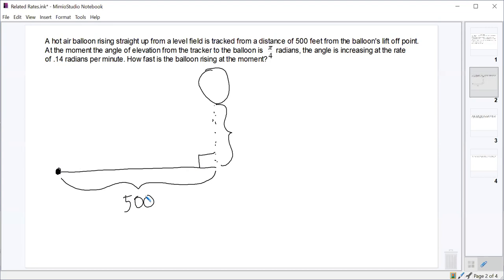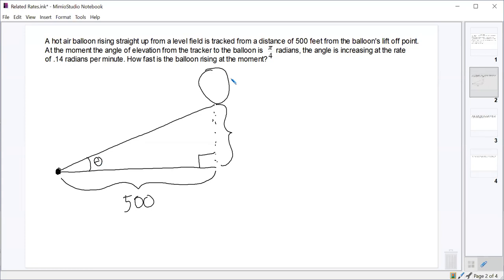We're also given some information about the angle of elevation from where I'm standing watching it to the balloon. Oh, that didn't really hit the balloon, did it? There we go. So is this angle here changing? Yes, that angle's changing. So we are interested in how fast the balloon is rising when that angle is pi over 4, but that angle is not always pi over 4, right? So that angle, we'll just label it with a variable. We'll label that angle with theta.